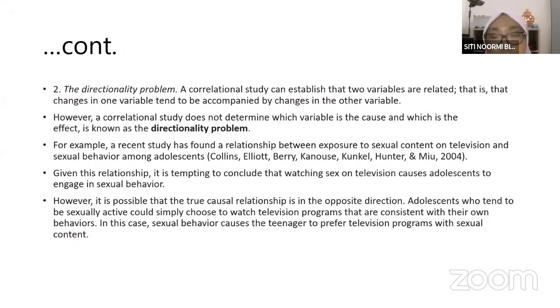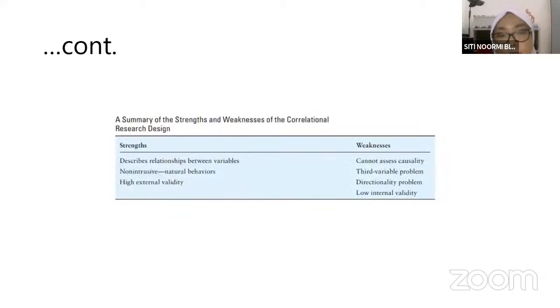A correlational study can establish that two variables are related, and that a change in one variable can be accompanied by changes in the other variable. But in a correlational study, it does not determine which variable is the cause and which is the effect. So there is no cause and effect conclusion that you can come out with through the correlational research design. This is the summary of the strengths and weaknesses of the correlational research design.